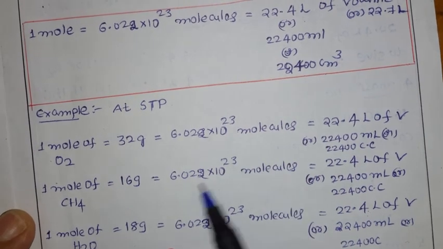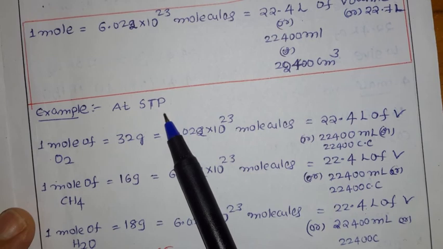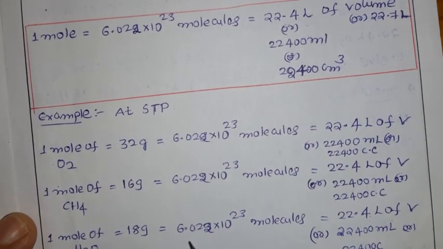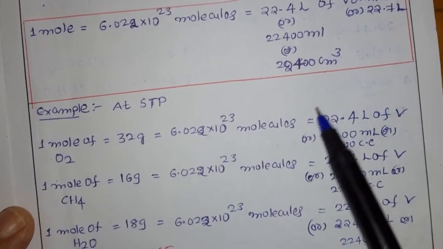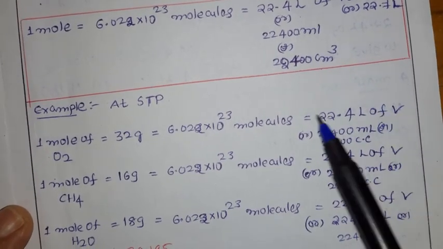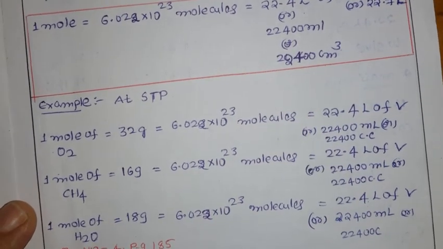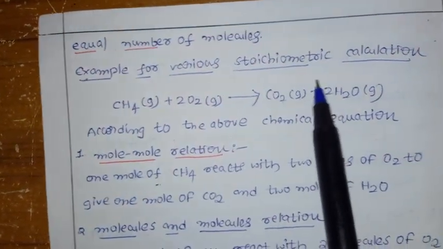If you see, all have the Avogadro number of molecules, at the same temperature and pressure. With standard temperature and pressure, the temperature and pressure are fixed. So at the same temperature and pressure, equal volumes of gases contain an equal number of molecules. This is called Avogadro law. Okay. Next we have examples for the various stoichiometric calculations.